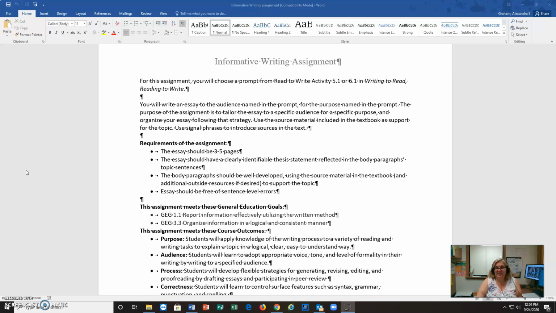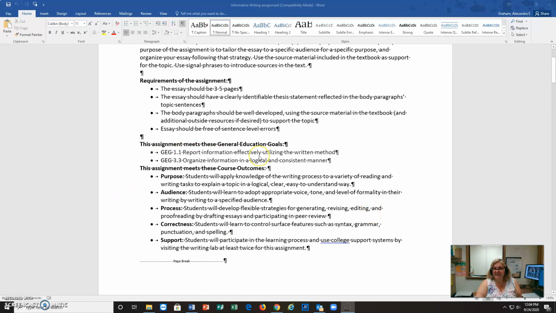All right, the assignment meets these general education goals for your portfolio, and by the end of this assignment, you will be able to have done all these things. So you're going to have applied knowledge of the writing process to a variety of writing tasks to explain a topic in a clear, logical, easy to understand way.